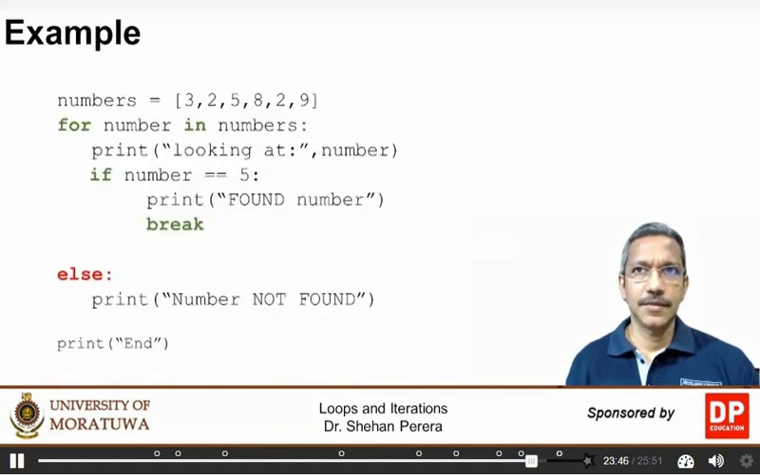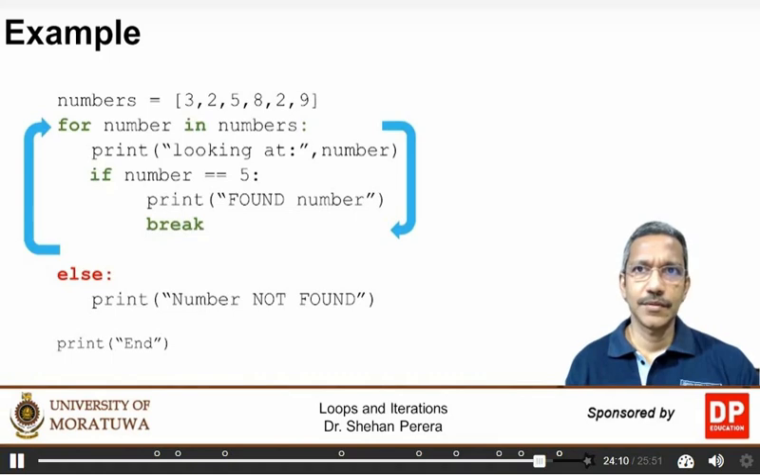In this example, with an else clause, the for loop will be executed until it finds the number 5. If it finds number 5, it will exit the loop with a break and after printing that the number is found. If it does not find the number 5, it will complete the loop and then go to the else clause and then say that the number is not found.